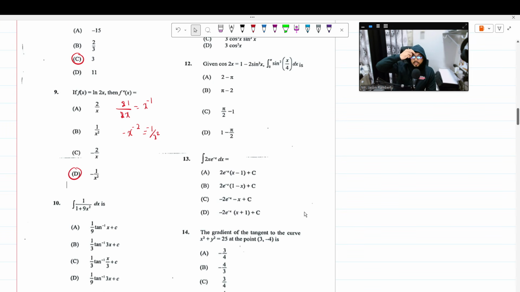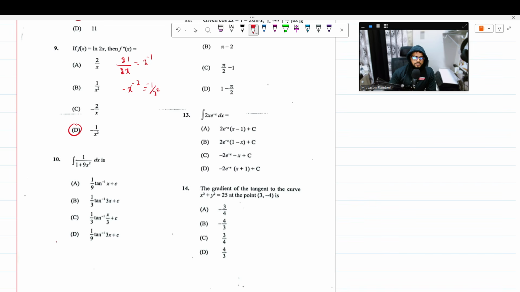This one is another repeat question, and let me just go ahead and do the working for it just in case. It is going to be a tan inverse. This is 1 over 1 plus, I need to change 9x squared to be 3x all squared. When I differentiate the 3x, I'm going to get 3. That goes on the numerator, and I have to put the third in front to compensate. So this is equal to a third tan inverse of 3x plus c. The answer for this is B.